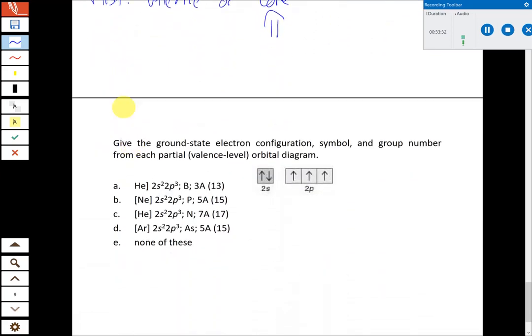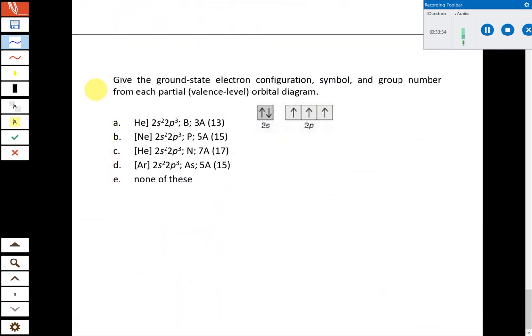Okay. All right, last one here is dealing with ground state electron configurations. Now, the reason that this one was marked wrong for most of you is not because you didn't know how to do the questions, just because you didn't read the answer choices as closely as you needed to. So we're giving you the partial valence level orbital diagram.